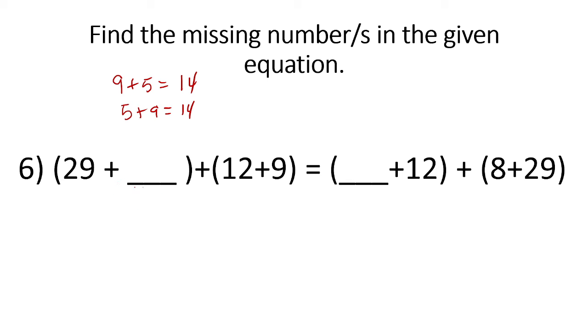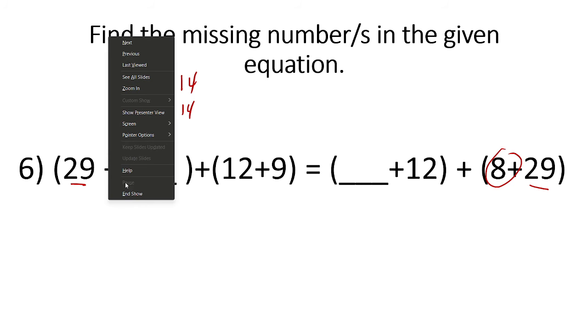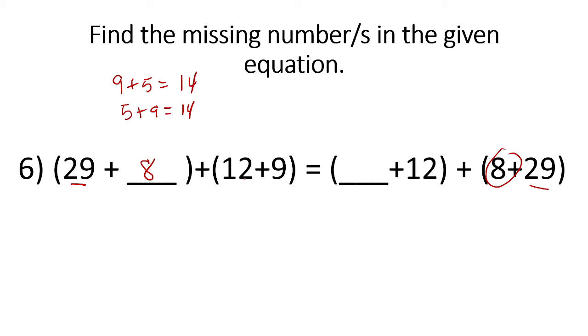Okay, so 29 plus blank plus 12 plus 9 equals blank plus 12 plus 8 plus 29. Andito yung 29 natin, andito yung 29 niya. At nakita natin, inadd niya ng 8. So sulat din natin dito, 8. Meron siyang 12 dito, nag-add siya ng 9. Ibig sabihin, binaliktad lang niya 9 plus 12. Example lang yan ng commutative property of addition.